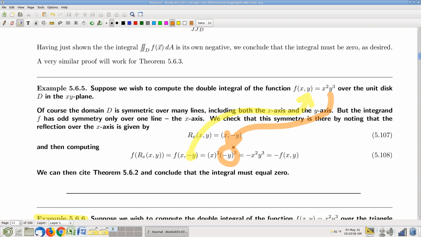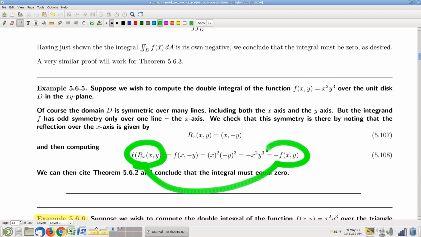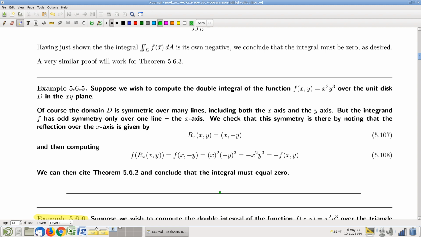Okay. All right. Okay. Right, so then negative cubed is negative, and sure enough, this other x squared y cubed, that is exactly f of x comma y, and so as required, f of the reflection is the negative of the otherwise value of f. Okay, and then the other thing I have to observe over the x-axis, the domain is symmetric, right? The domain's a unit disk. The unit disk is obviously symmetric over the x-axis, and we're done. This integral is 0. That's all that has to get done here.